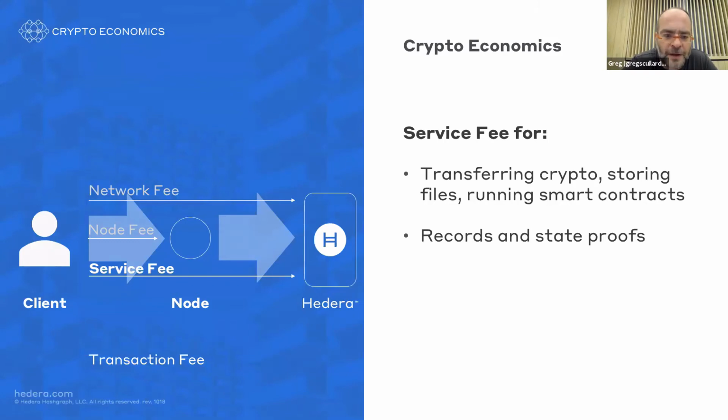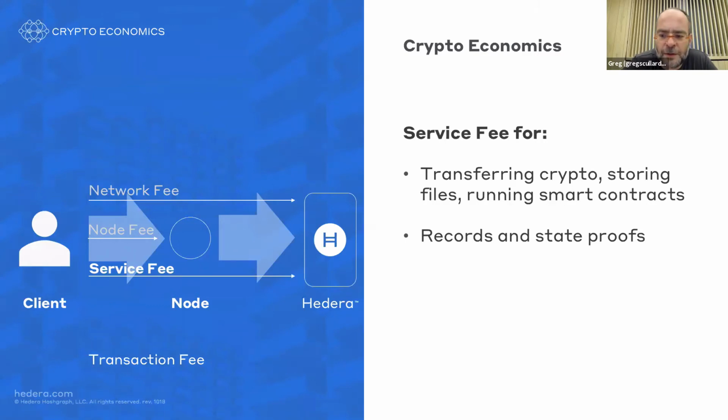So the service fee will depend on the particular service and the characteristics of that service that you're requesting from Hedera. Likewise, if you ask for a record or a state proof, then those have additional computing requirements in terms of generating them, and therefore there would be a service fee attached to those being generated. But the service fee depends on what you're asking the network to do.